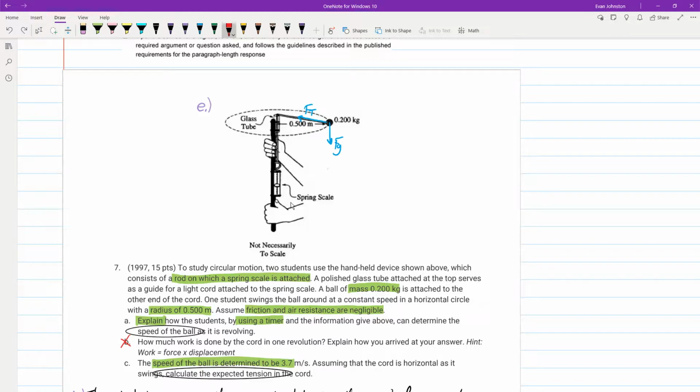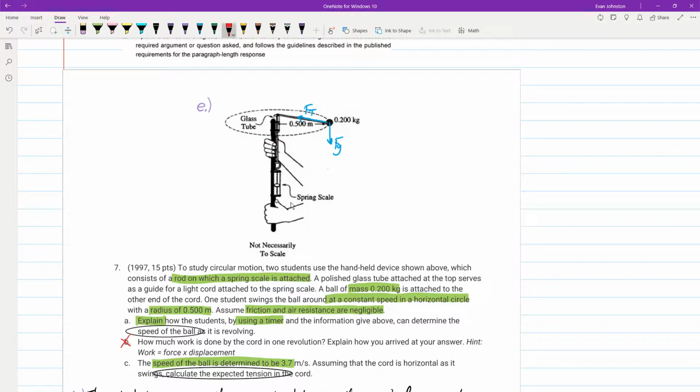They swing it around at a constant speed. That should have been highlighted. So it's at a constant speed in a horizontal circle. So it's not going vertical up and down, like swinging the bucket of water over my head or anything like that. And we're given that the radius is 0.5 meters, so half a meter, which is pretty significant but not huge. And we're ignoring any friction, so the string spinning along the edge of the glass tube here, we're ignoring that friction. We're ignoring any air resistance as this ball whirls through the air.